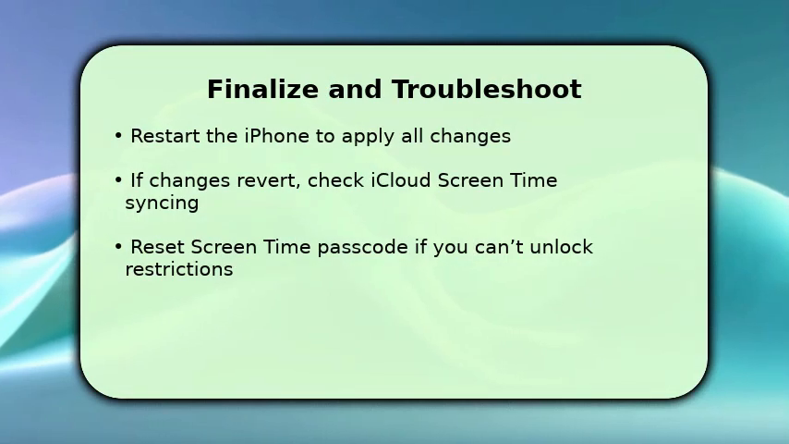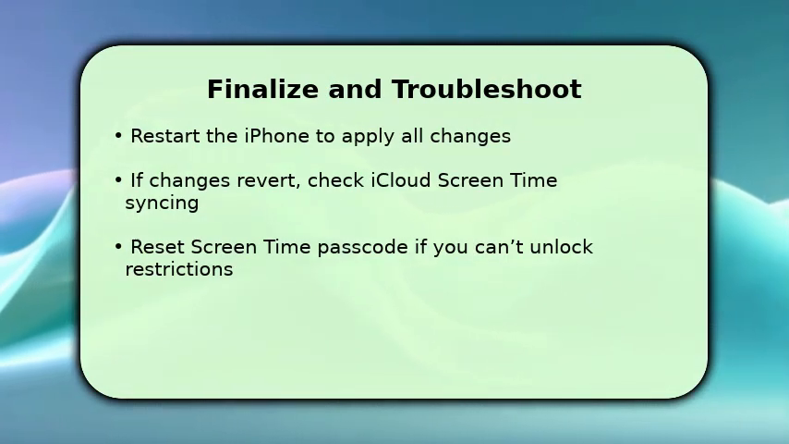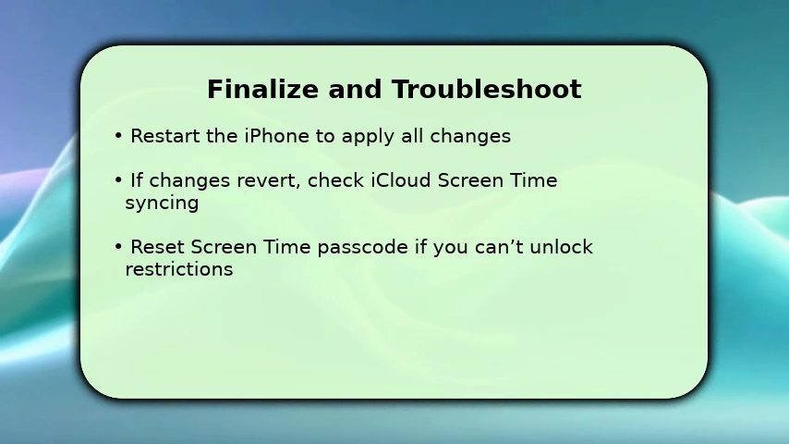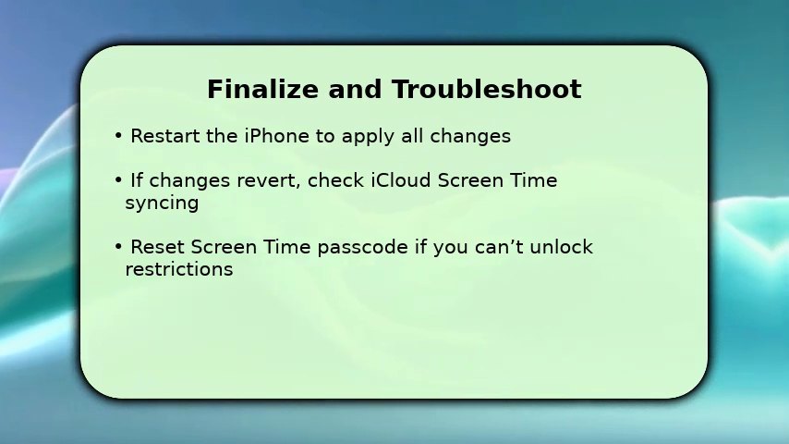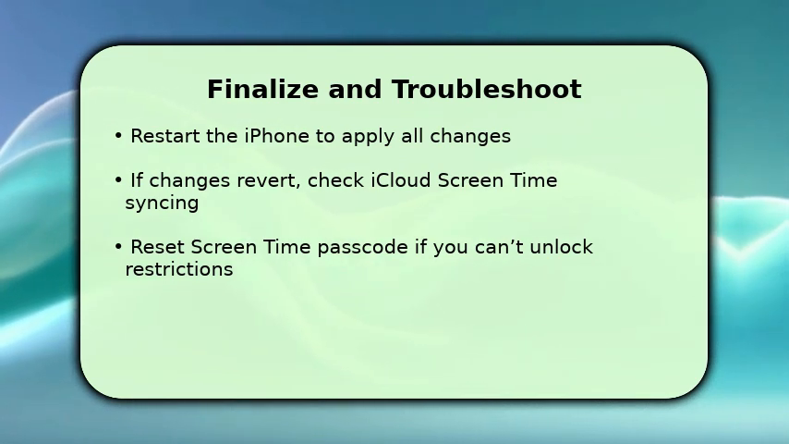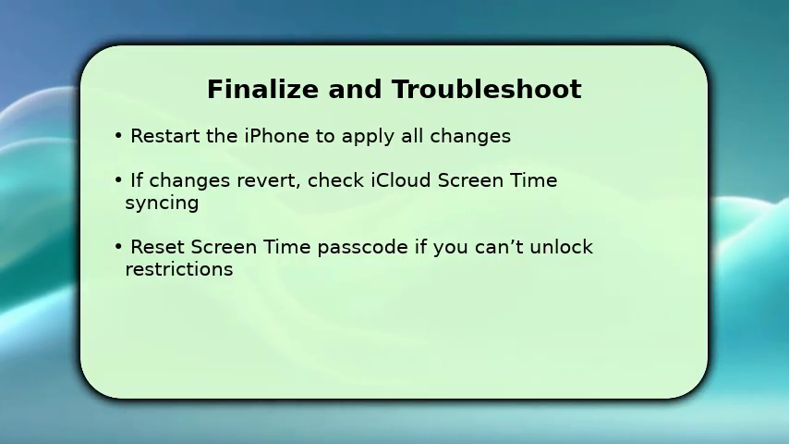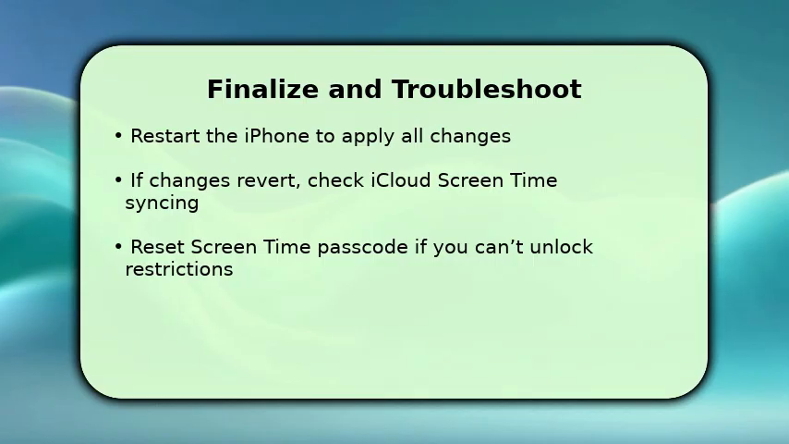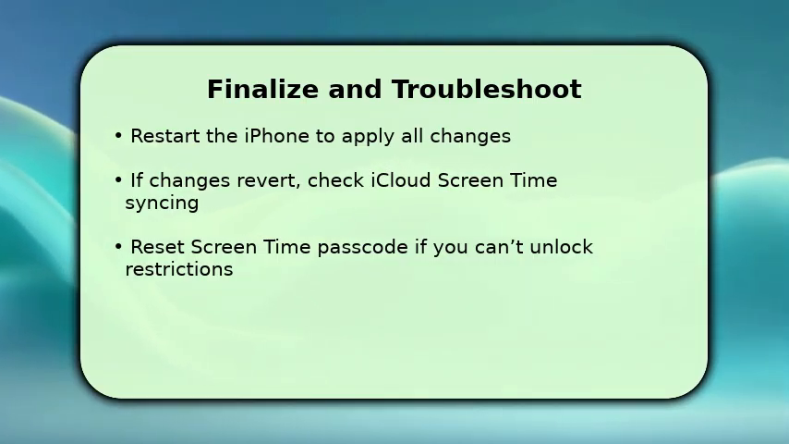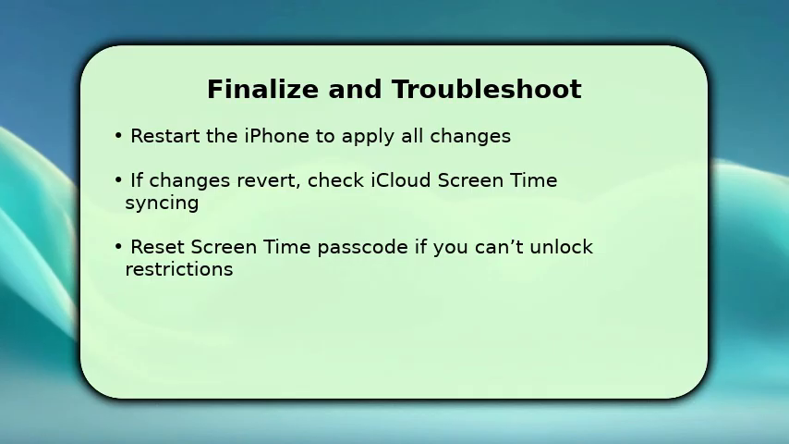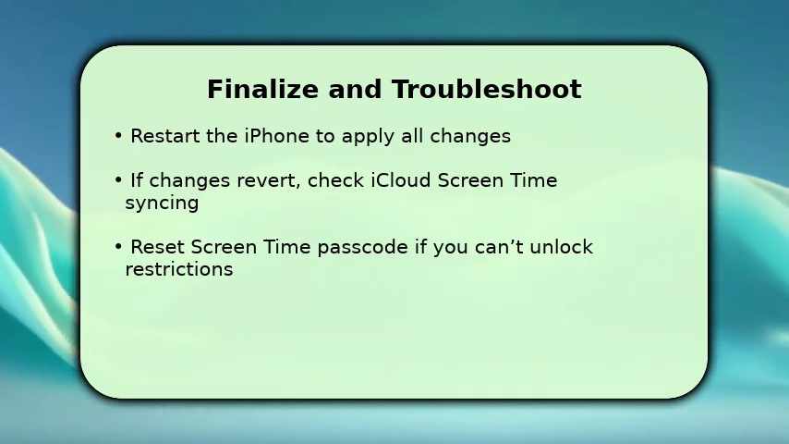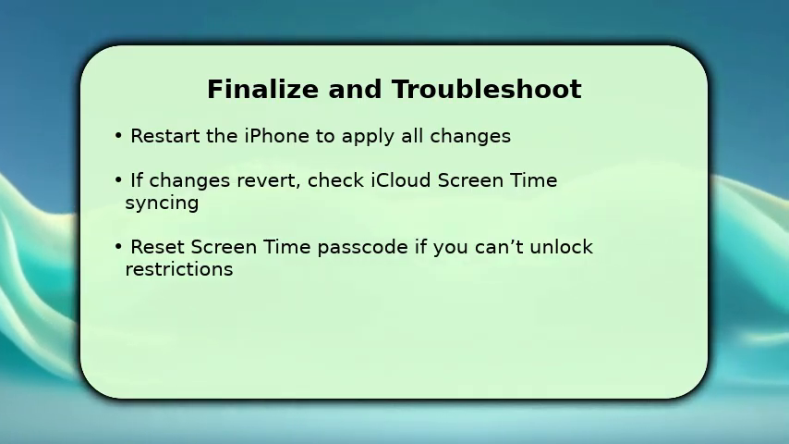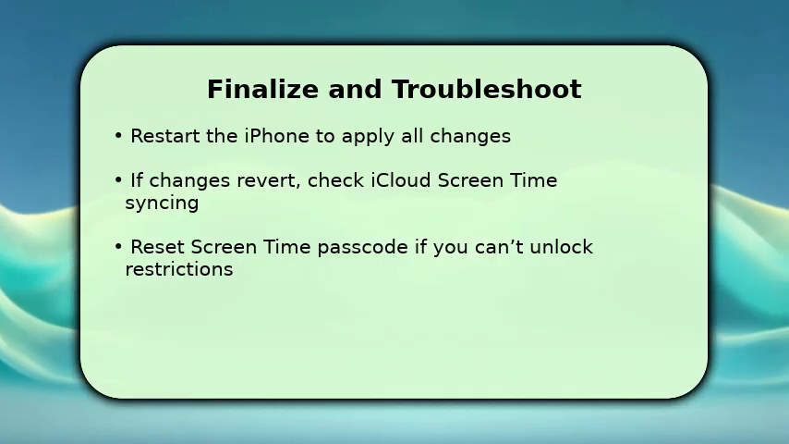Finish by restarting your iPhone so all preference caches update. This ensures searches behave as expected. If restrictions return, check iCloud Screen Time syncing, sign out and back in to resolve conflicts, and make sure another device isn't enforcing rules. If you forgot the Screen Time passcode, use Settings, Screen Time, Change Screen Time Passcode, and follow recovery steps or restore from a backup. Otherwise, a device reset may be required. One key tip: try a restart before deeper fixes.